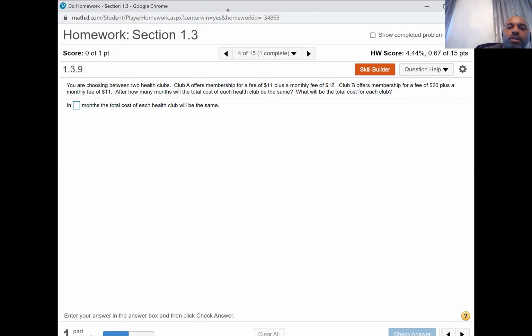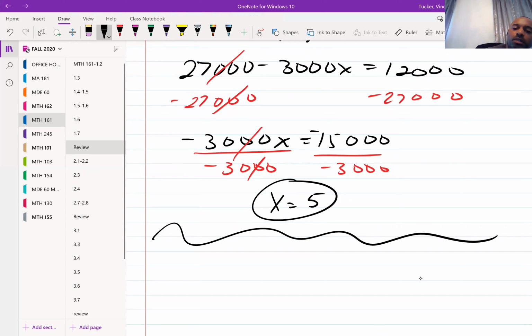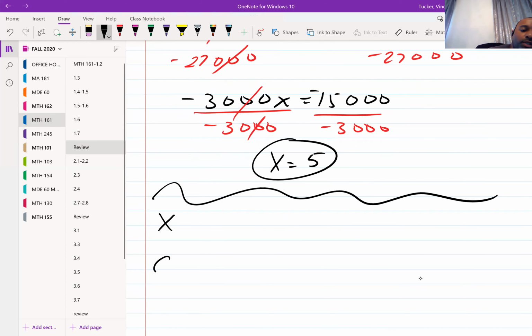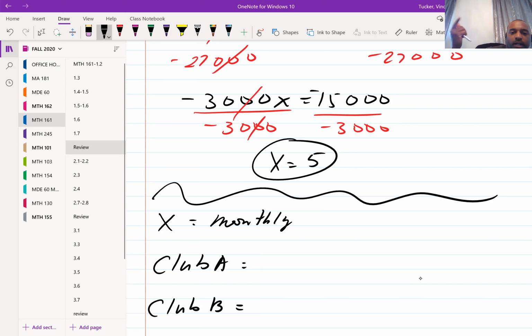So let's look at our givens. We have 3 algebraic representations that we're going to need. So we need a representation for X, and our X is going to be monthly, or per month, just like last time X was per year. But this time we're talking per month. And going back to Club A, Club A offers a membership fee of 11 plus a monthly fee of 12.